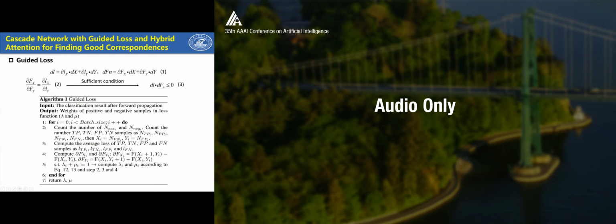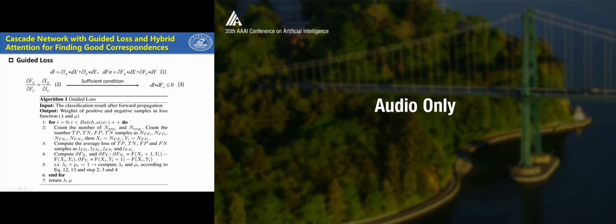Finally, we can compute lambda and mu. Specifically, when a batch of training data is sent to the network, the first step is forward propagation. After the forward propagation, we can use algorithm 1 to get lambda and mu for making equation 12 in the paper hold. Then we substitute the lambda and mu into the loss function and perform back propagation.